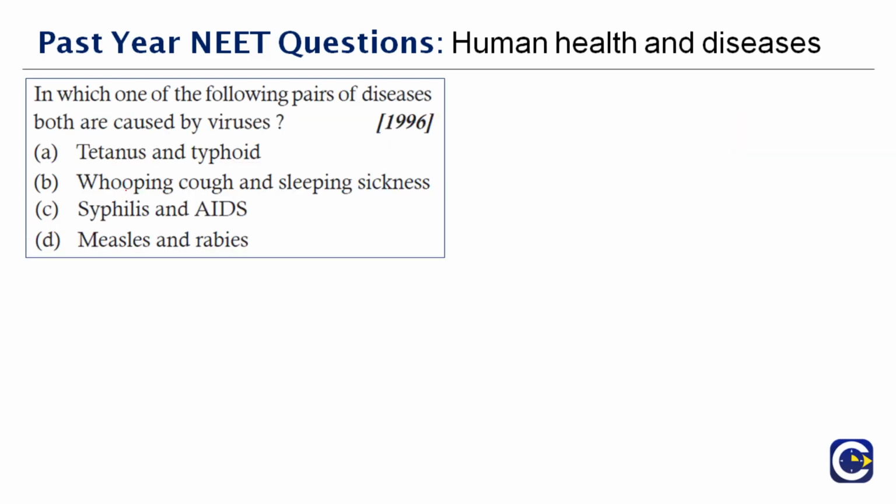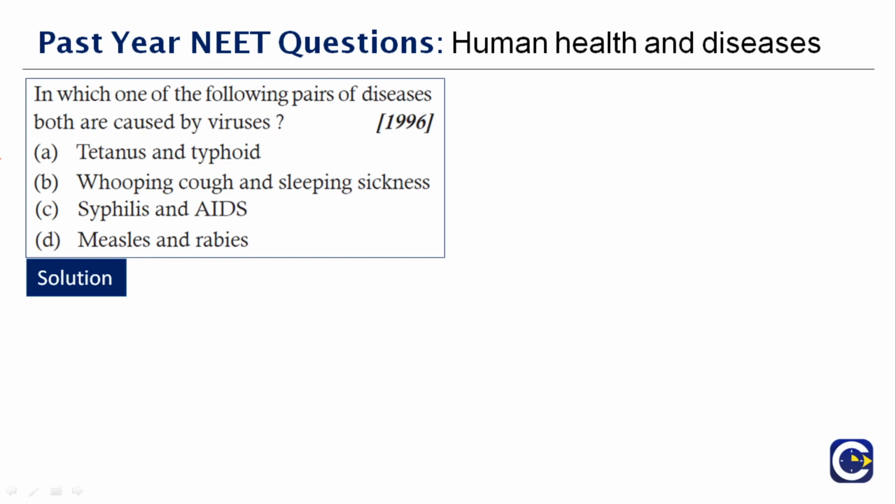Next question here. In which one of the following pairs of disease both are caused by viruses? Tetanus and typhoid, if you look at option A, both are bacteria, so that is not the answer. Whooping cough and sleeping sickness. Sleeping sickness is caused by protozoan, so that is not the answer.